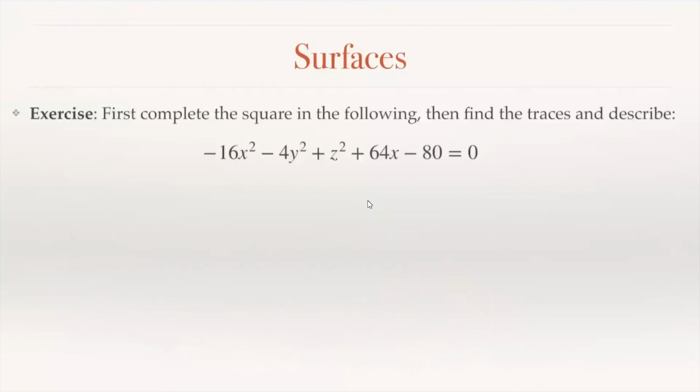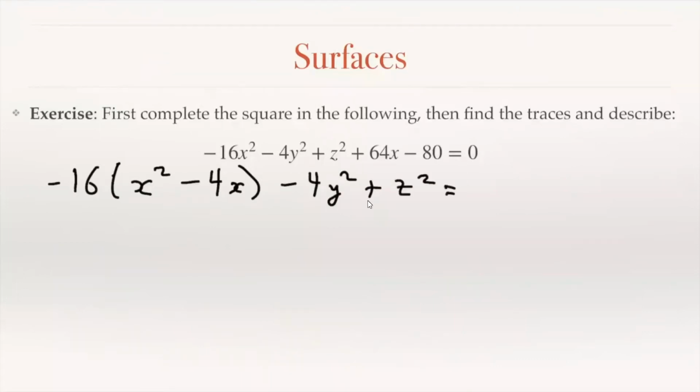So in this case, let's complete the square. So we have -16 times x squared minus 4x minus 4y squared plus z squared equals 80. So all I did here was, I gathered the 64x with the -16x squared, and then factored out a -16, and 64 over -16 is -4.